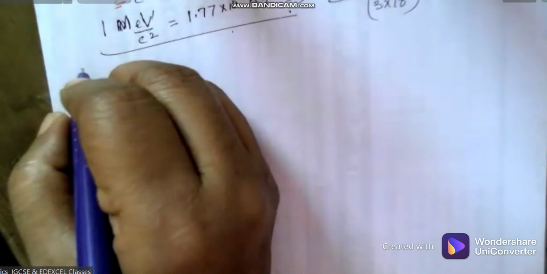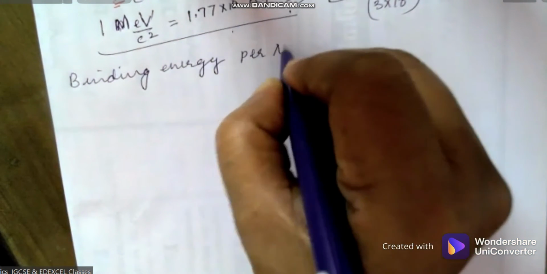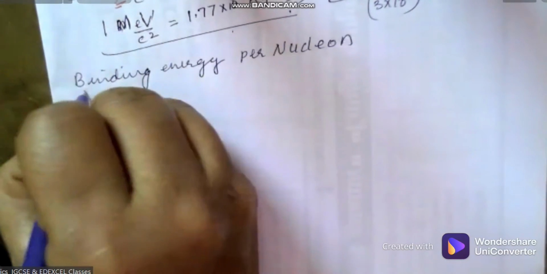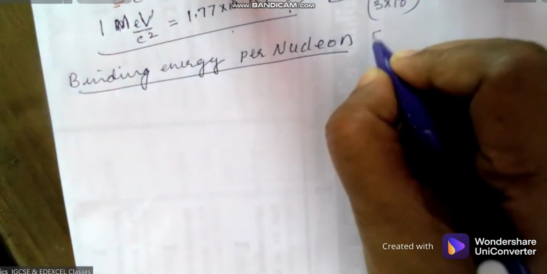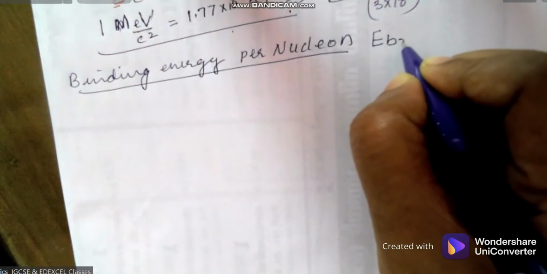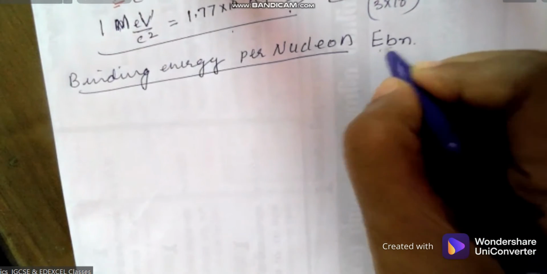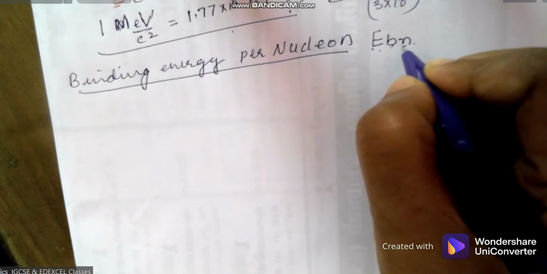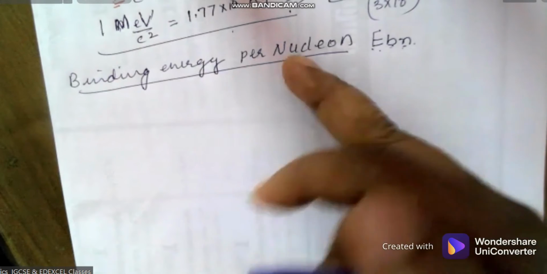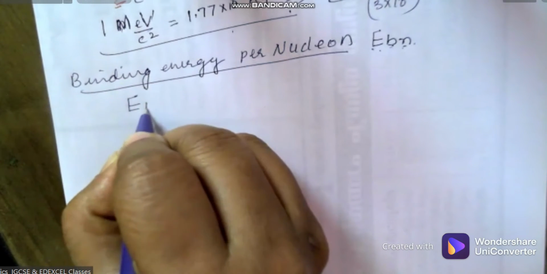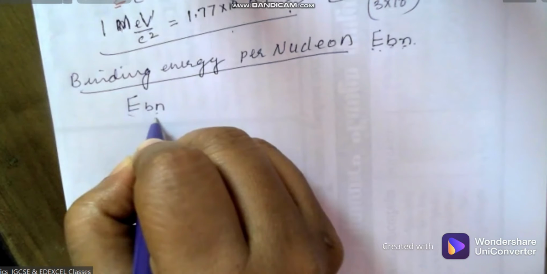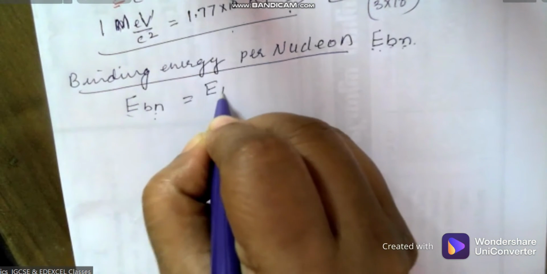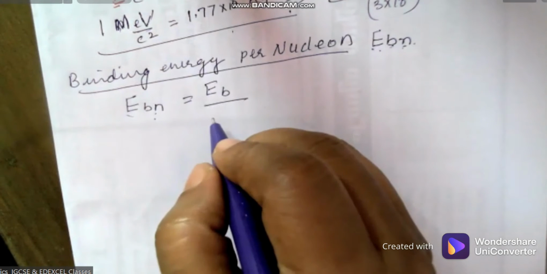Now, the next topic that we need to do is binding energy per nucleon, which we write as EBN, subscript N. Okay, what does that mean? As the name says, binding energy per nucleon is equal to binding energy divided by number of nucleons.